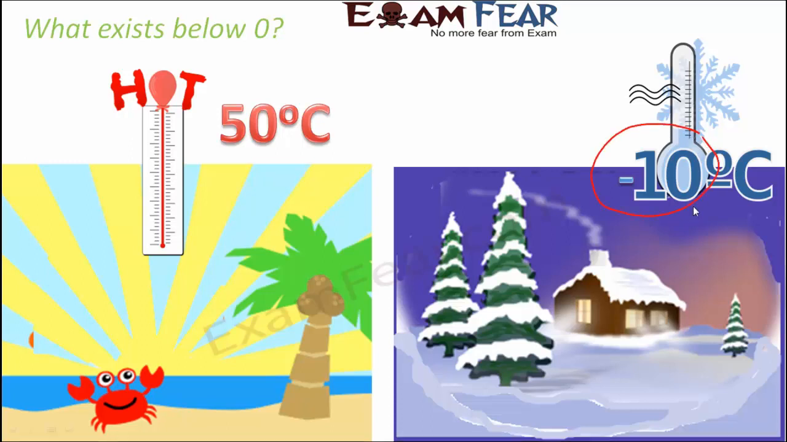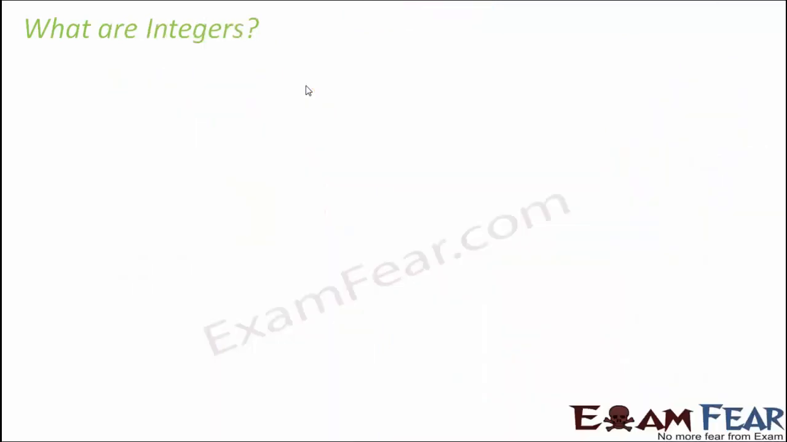And what do you observe? That when the temperatures become very, very low, then the temperature is denoted by negative numbers. And when the temperature is quite high, then it is denoted by positive numbers. So these examples prove that yes, negative numbers do exist, and negative numbers exist below 0. Right? So this is one very common example.